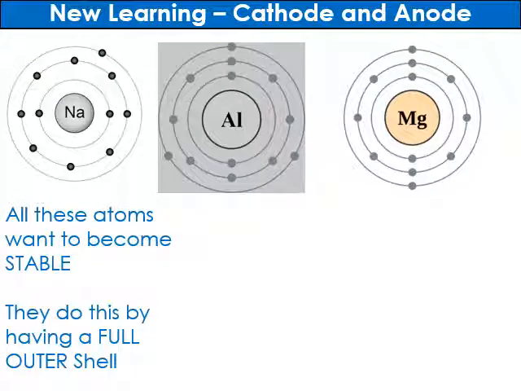So this is where we're going to step it on a little bit more. I've been talking about ions, I've been talking about attraction, and this is where we're going to go into it now in a little bit more detail. So look at these atoms here in front of us. All these atoms want to be stable. They do it by having a full outer shell of electrons. If you've forgotten about shells and electrons, please go back and look at that on BBC Bitesize or in your notes. So they all want to be stable, and all these 3 are metals.